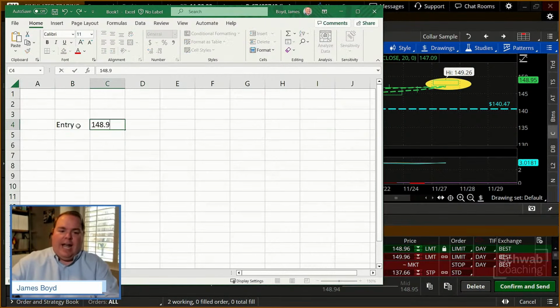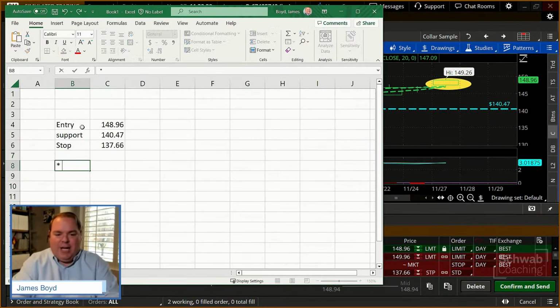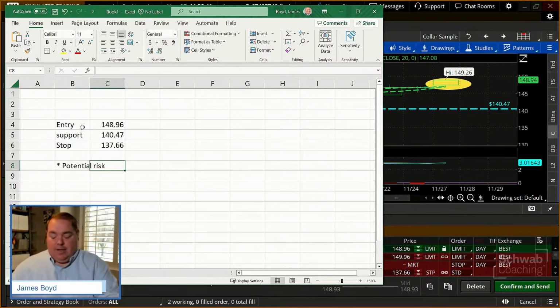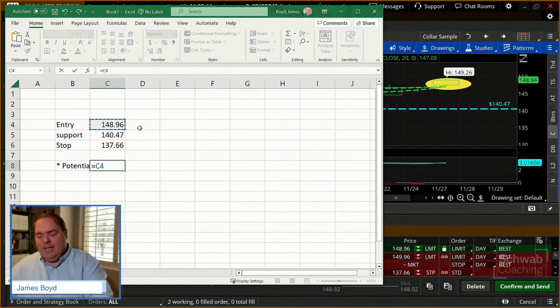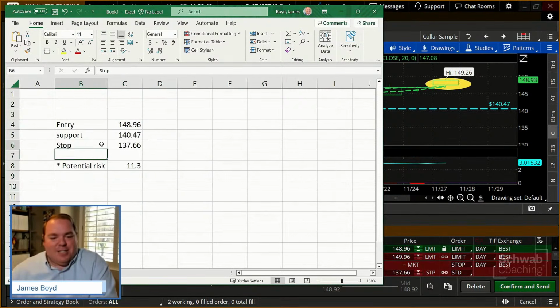So if we said the entry was 148.96, the support was 140.47, and the stop, as we stated on that chart, 137.66, okay? So we're looking at the potential risk. And that potential risk would just be from the entry down to the stop. Now, why did you use the word potential? Because the stop is a market order, okay? If we got stopped out there, the risk would be the 11.30 per share.